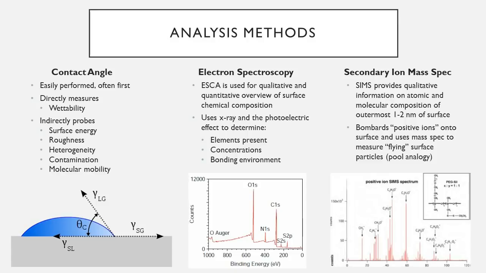Part of this that will also factor into the wettability and the spread of that droplet would be the surface energy, the roughness, heterogeneity of that surface, the amount of contamination. So you would actually see changes in the spread of your droplets depending on how contaminated your surface is. And then also the molecular mobility, which would also change the wettability and contact angle of your device.